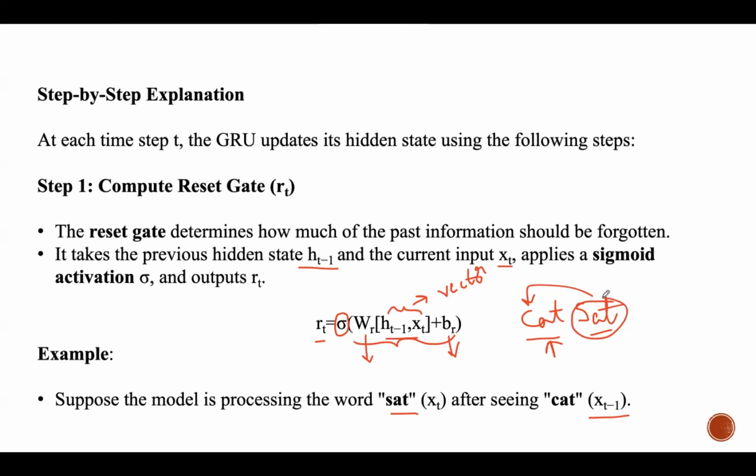You understood, right? Say for example, if this word sat is highly dependent on the previous word cat, then this RT, the reset gate, will allow this past information also. It will remember that information. And if this sat is not relevant to cat, then there is no need to remember this information, right? So in that case, it will forget most of the past state and only focus on the word sat alone. So that is what this reset gate will do.